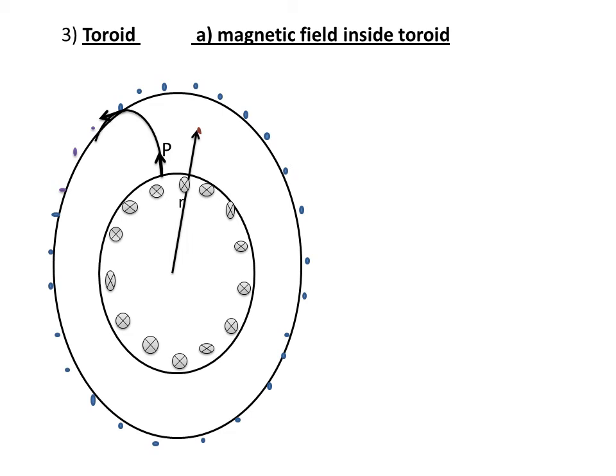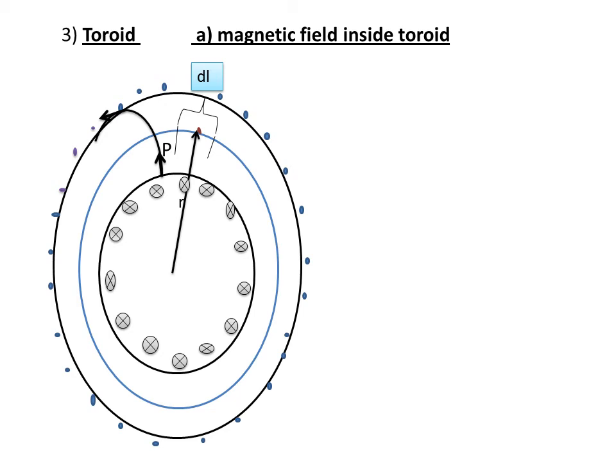To find the magnetic field using Ampere's circuital law, we have to draw an Amperian loop through P. So the Amperian loop here is a circle of radius r. We know that the magnetic field due to the toroid is also in the form of circles inside the toroid. Now we are going to consider a small element of length dl. The direction of dl and the direction of B are the same.